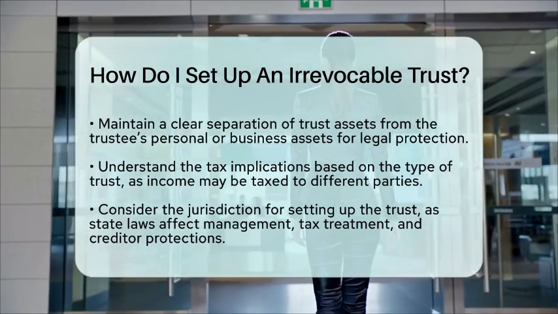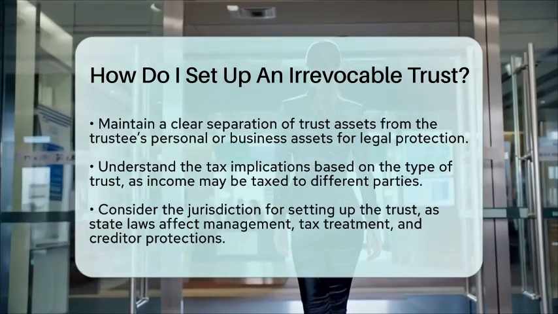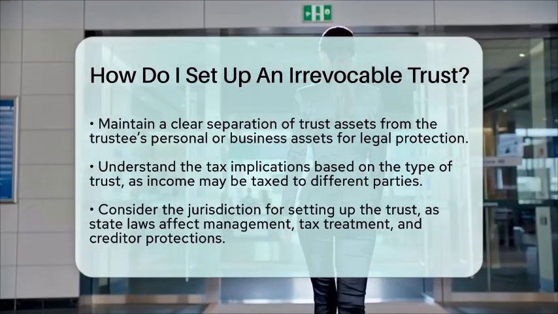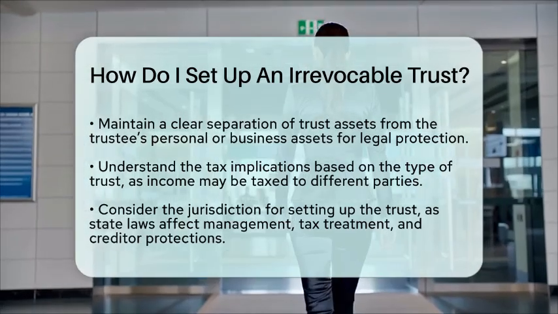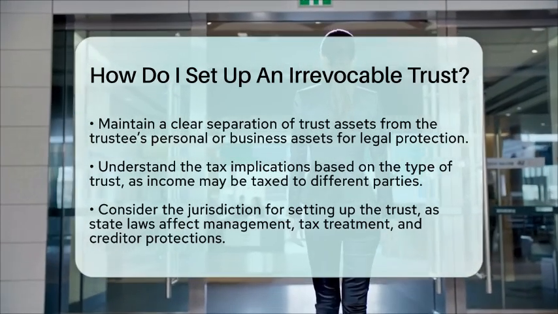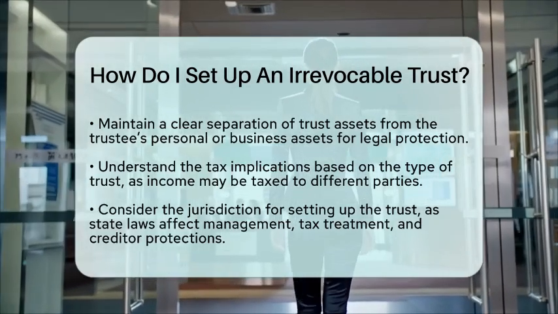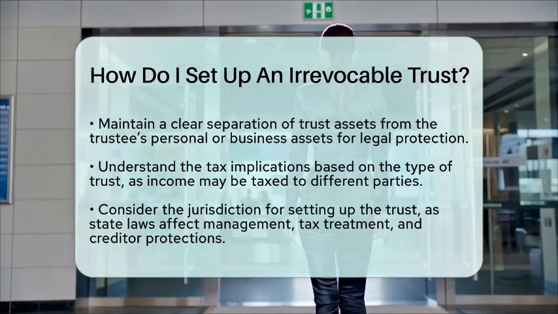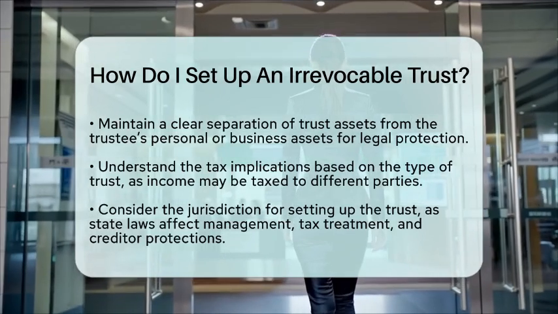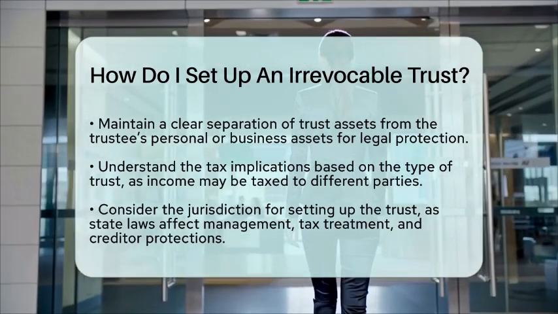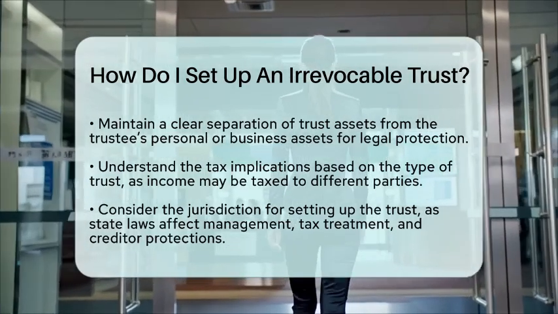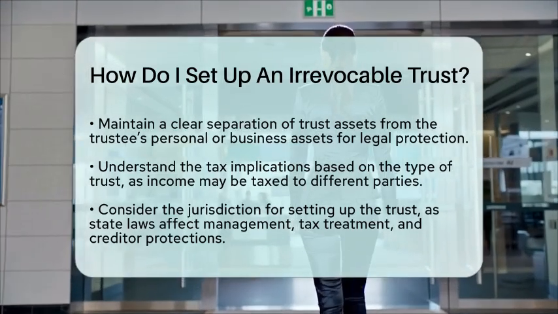In summary, setting up an irrevocable trust involves understanding its purpose, choosing the right type, consulting professionals, obtaining a tax identification number, selecting a trustee, opening bank accounts, funding the trust, maintaining asset separation, understanding tax implications, and choosing a favorable jurisdiction. Each step is important for effective estate tax planning and ensuring that your wishes are carried out.